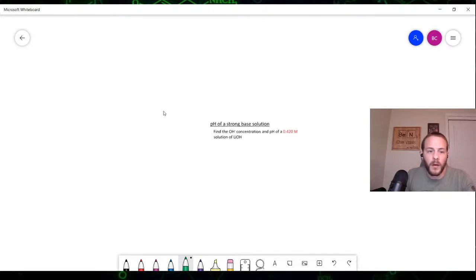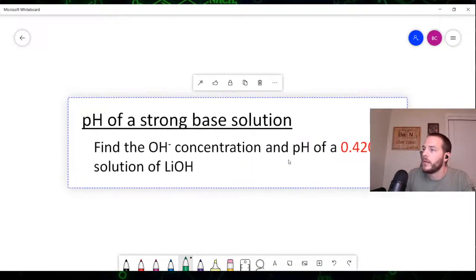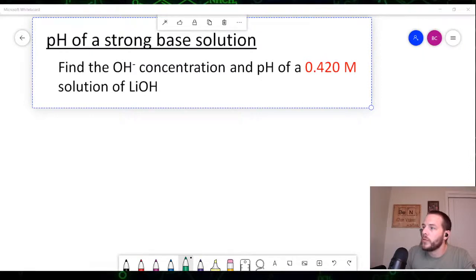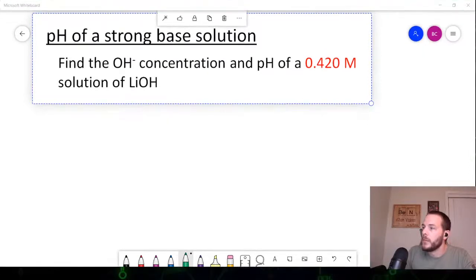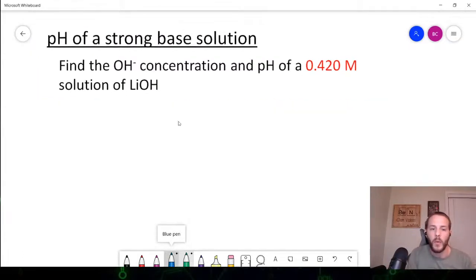So, okay, we are copying and pasting that problem in here. I'm going to make it big. Okay, so pH of a strong base solution, 0.420 molar solution of lithium hydroxide. Because lithium hydroxide is a strong base, we know that it's going to ionize completely when you put it in water, right?